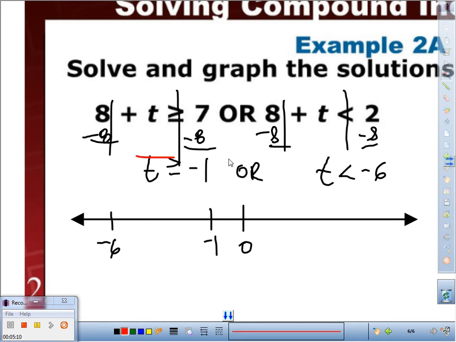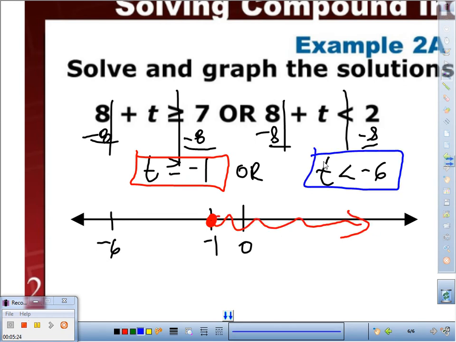So I'm going to start with this one in red. This one says, what numbers are greater than or equal to -1? Does it include -1? Yes. What numbers are greater than -1? Everything to the right. Okay. I'm going to go with blue for this one. Does it include the dividing point? No, it's an open point. And this says, what numbers are less than -6? What numbers are those? Everything to the left.